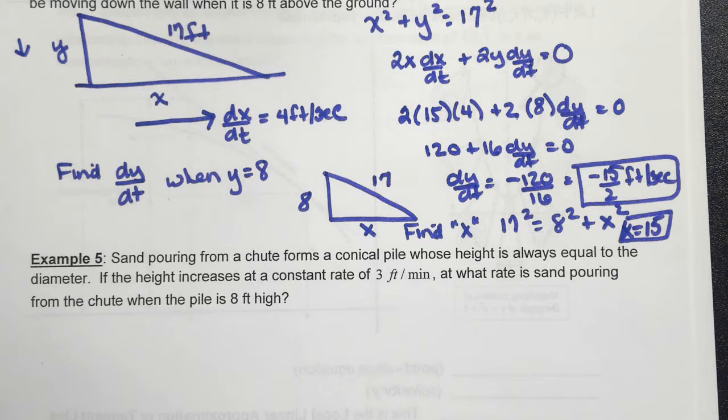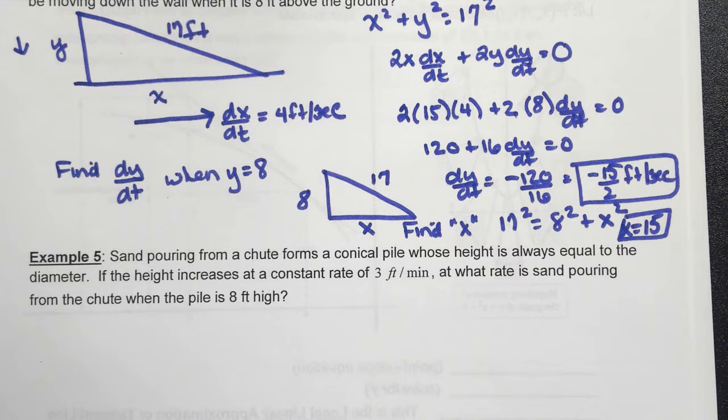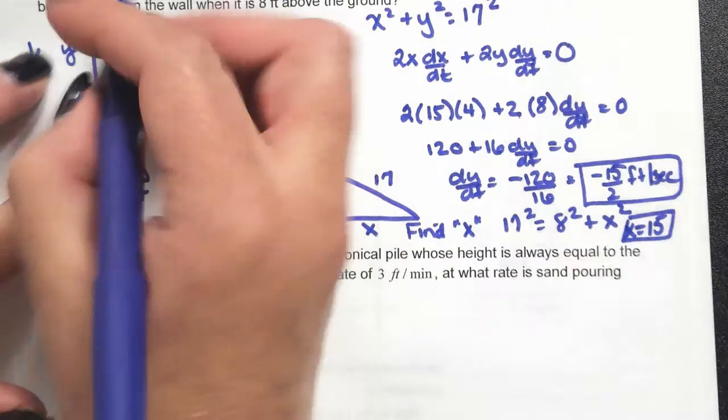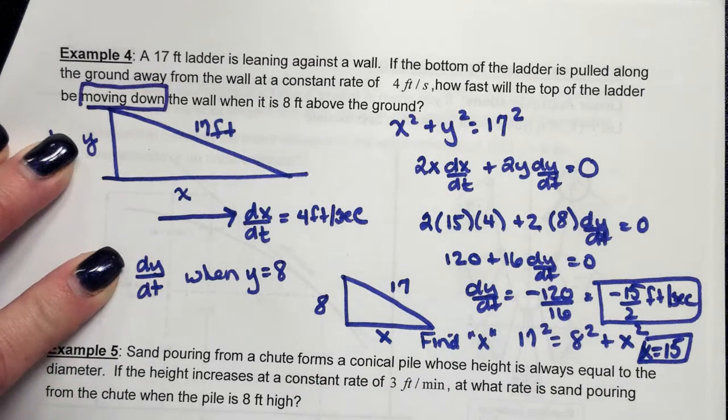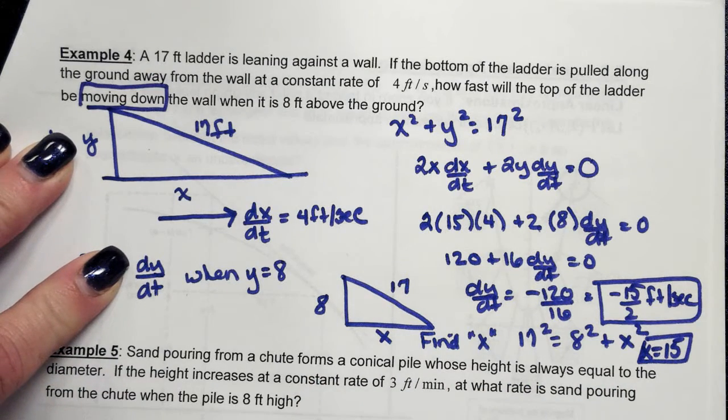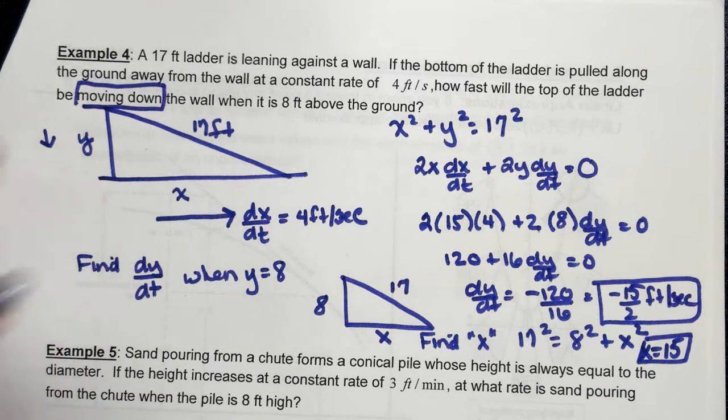Would positive still work because it's asking for the speed going down? Yes. If it did not say this key phrase right here, the moving down, then you'd want to make sure you include the negative, or you'd want to state that the ladder is moving down the wall. Okay.